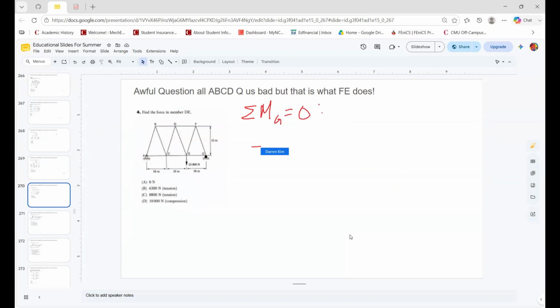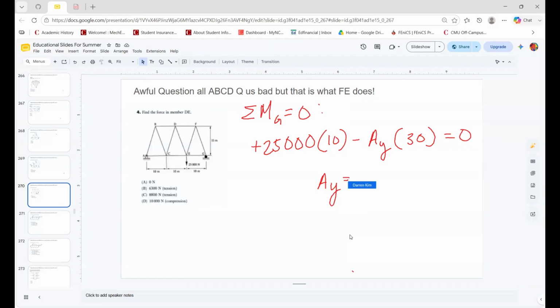With positive this one, so plus 25000, and then minus AY parentheses 30 equals 0. Both ways work, and I don't care which way I do, it doesn't really matter. So 25000 parentheses 10 divided by 30. I'm not sure yet, but I think that was the same. Yeah, that's nearly the same.